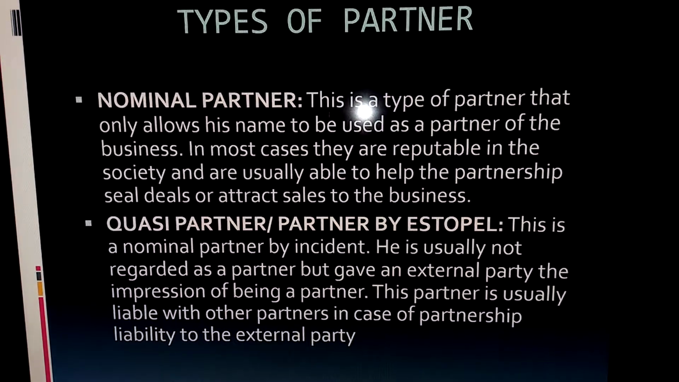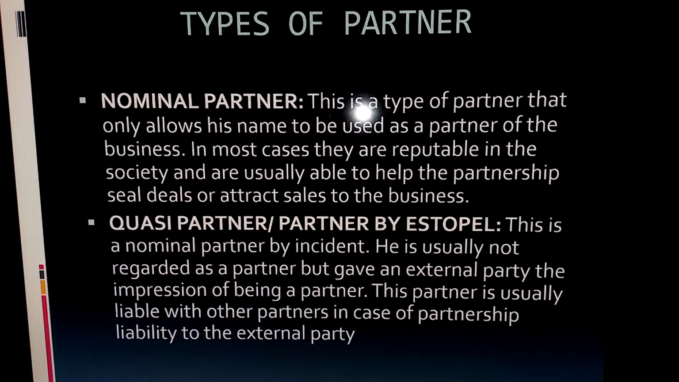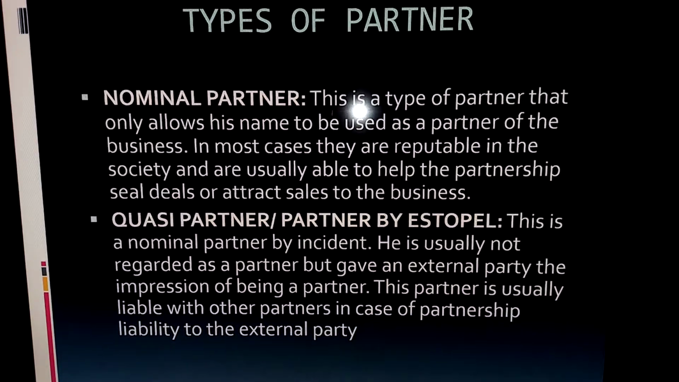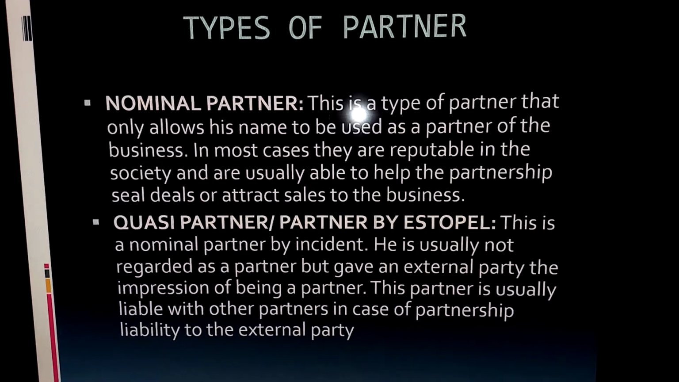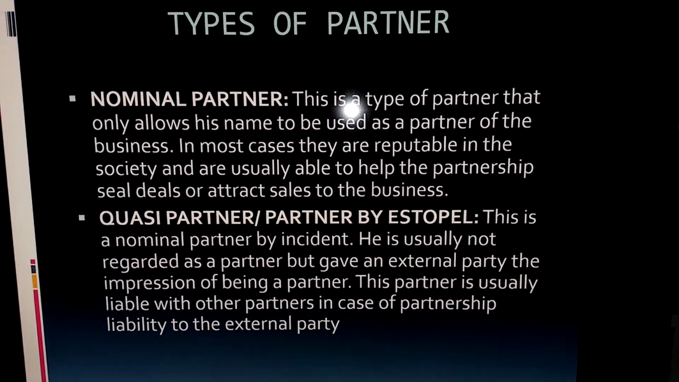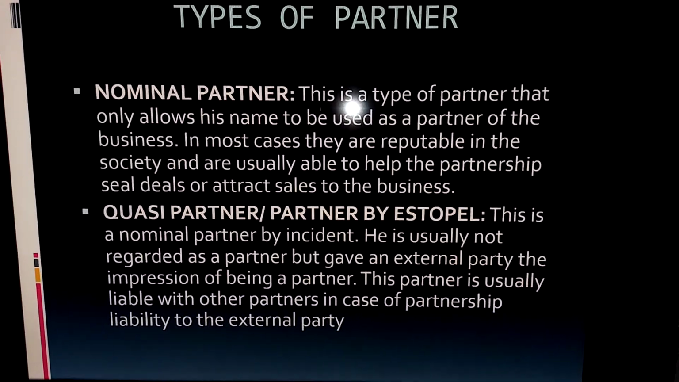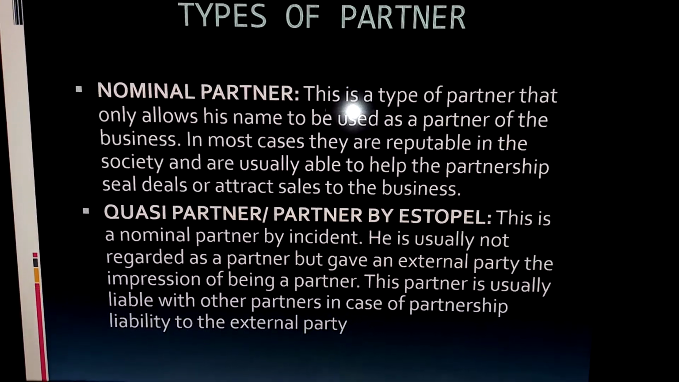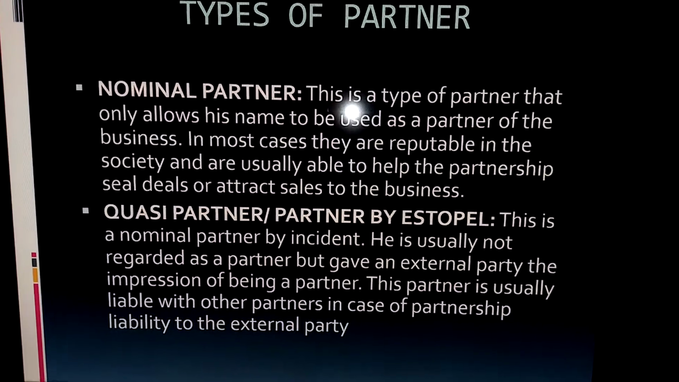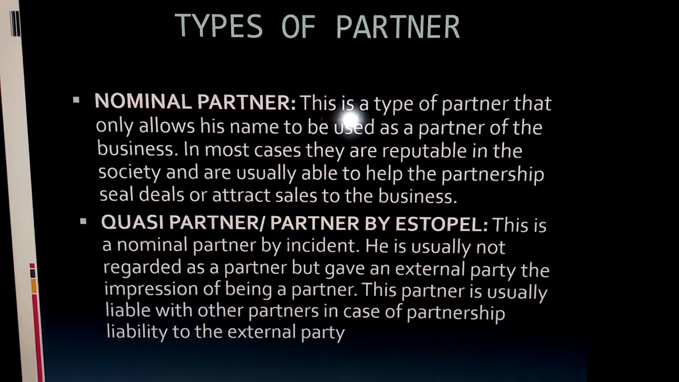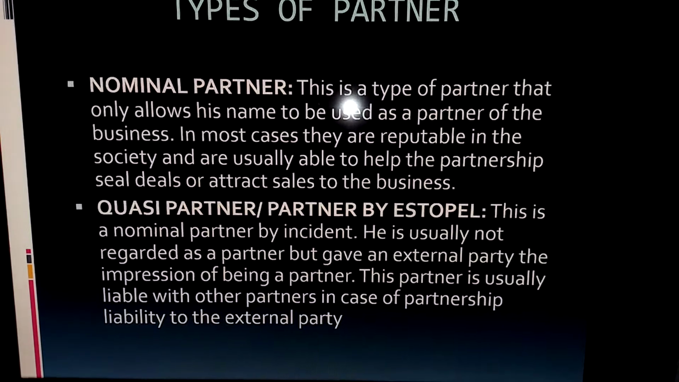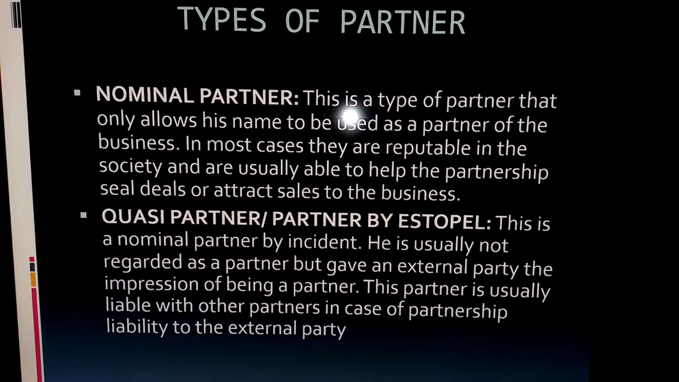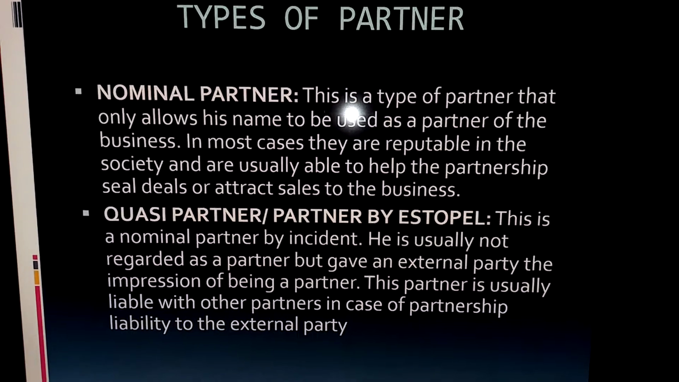Let's say, for instance, the partnership business, and one of the partners, while you are with the partners, maybe at a discussion with an external party. In the process of discussion, you gave the external party the impression that you are part of the business, whereas you are not. The implication is that you are liable if that impression results in a liability for the partnership. You're liable along with other partners to the external party.